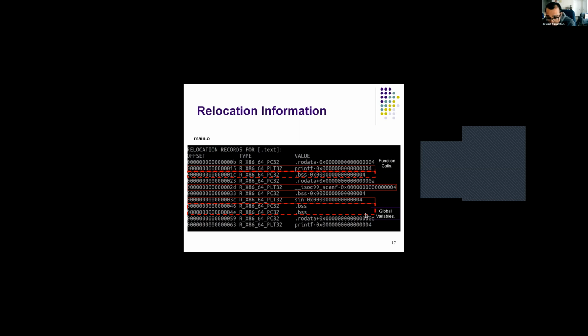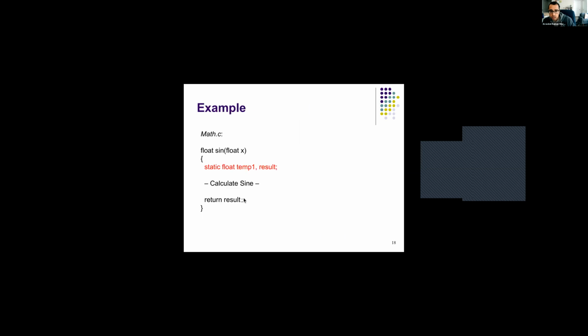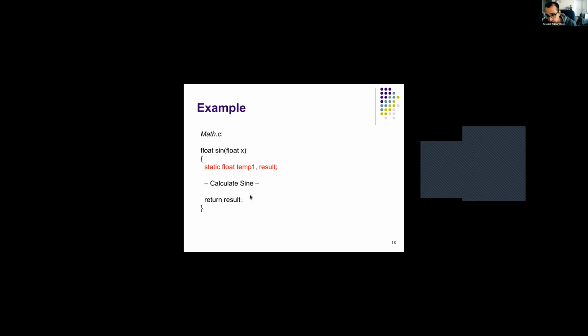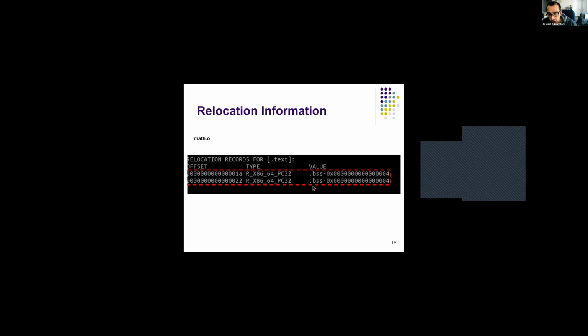And finally, global variables also have relocation entries. Since the compiler doesn't know the starting address of the final data segment, the compiler tells the linker that it should also change the addresses of the global variables according to the final address of the data segment. Similarly for math.o, we have relocation entries. Since math doesn't use any external functions, it just uses two global variables, right? So the relocation entries contain only those two global variables.